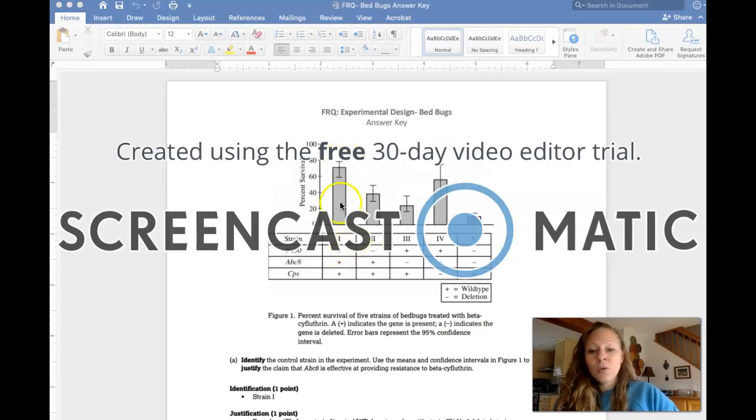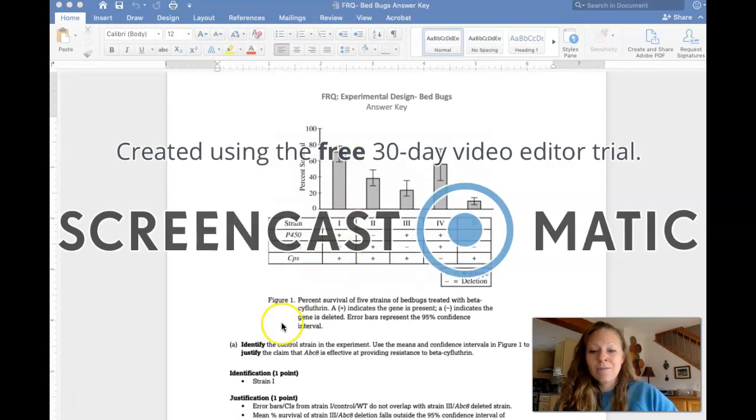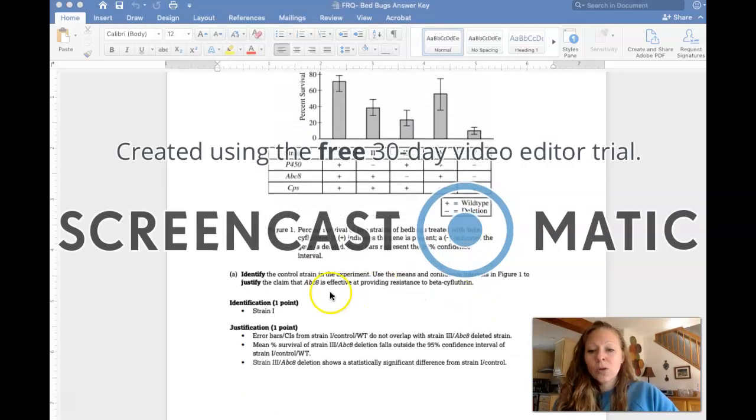The first question says identify the control strain in the experiment. We know that that's the first one because here, 1, 2, 3, all of these genes were left intact. Those are the wild type genes, so this is the bug that you would find in nature. Everything else has been changed. There's been an independent variable applied, some gene has been deleted. It only asks for the identification, so you don't need to justify your answer there.